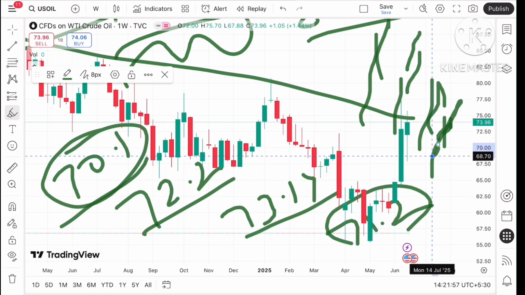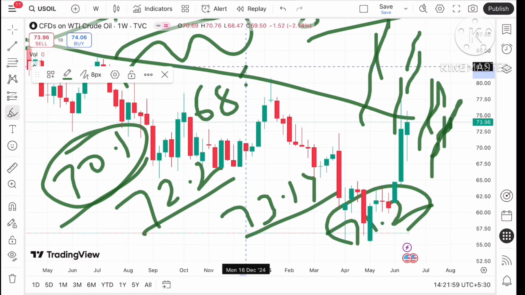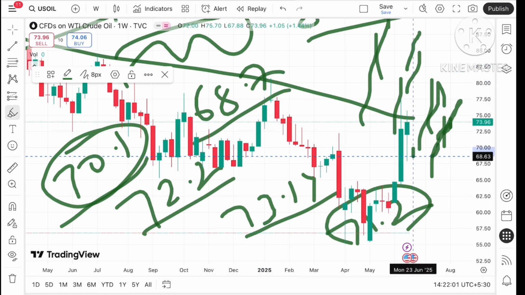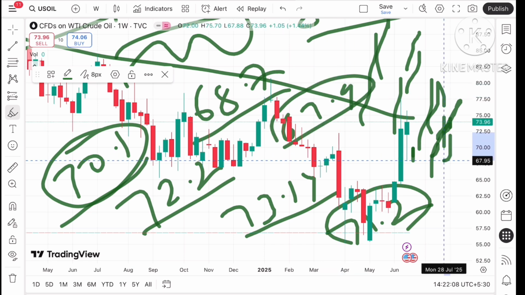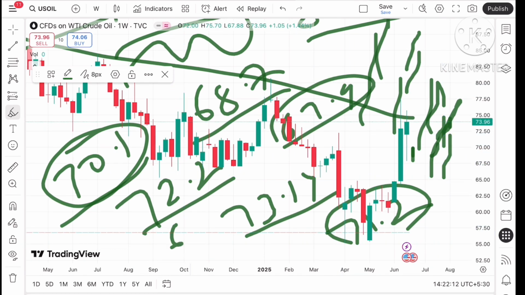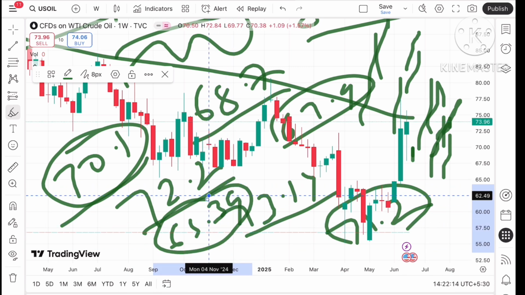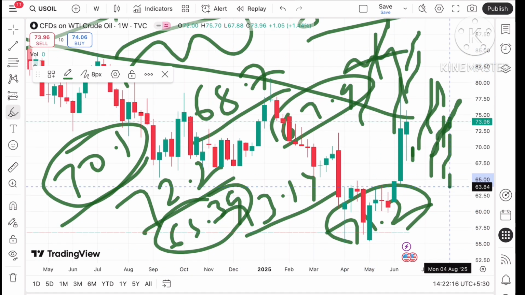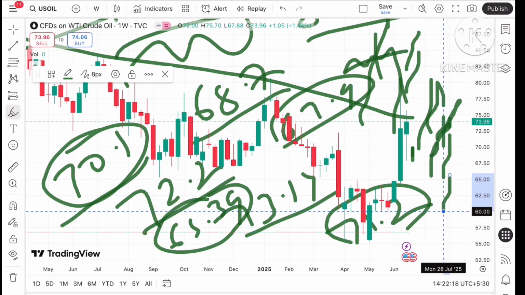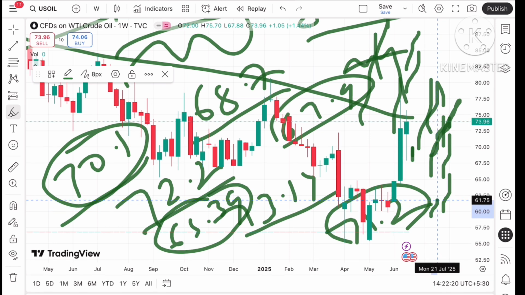And if the price falls below that particular level, the chance of touching 68.7, and from there a further fall we can see towards a level of around 67.9. And once the price falls below that particular level, the chance of going towards a level of 65.39, and that is already tested. So we can see the price will fall further down, and from there it can touch a level of around $64 after 65.39.